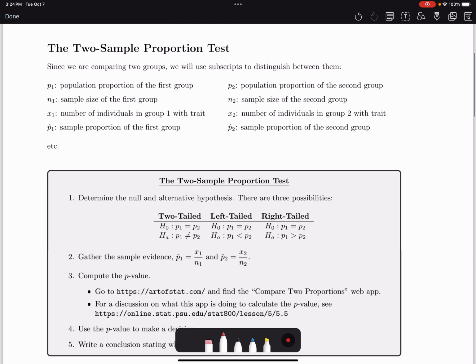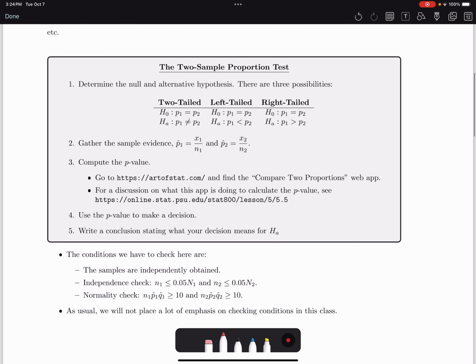Since we're talking about two samples, we're going to use subscripts to help us distinguish between the samples. So P1 will represent the population proportion of group 1, and P2 will represent the population proportion of group 2, and so forth. N1 is the sample size of group 1, N2 is the sample size of group 2, and so forth. So with that in mind, here's the two-sample proportion test in all of its glory.